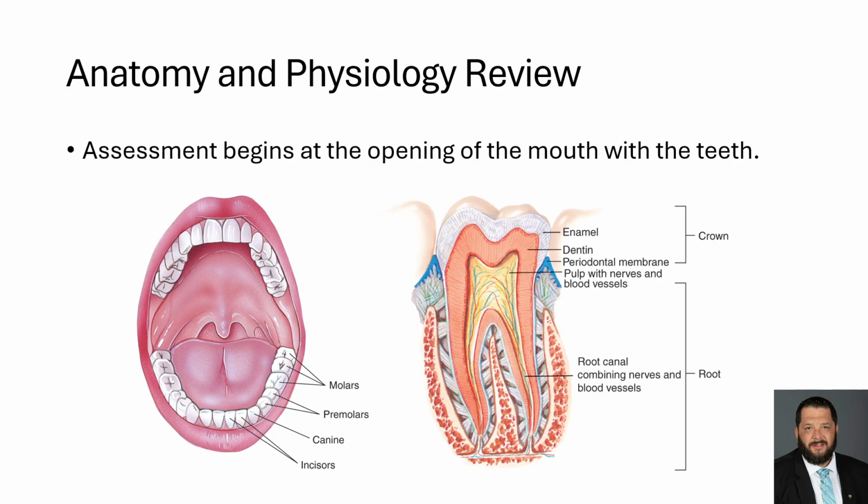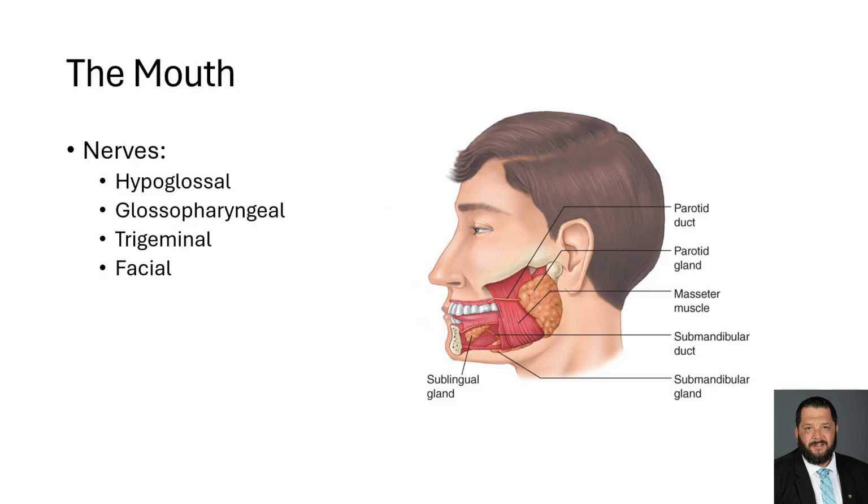When you're assessing the mouth, the assessment begins with opening the mouth and having a look. We do that for airway, but you also want to take a look at the teeth, the oral structures in the mouth, and the health of the teeth overall. And we won't go down into specific anatomy of the tooth itself, but you've got the enamel, which is the outer layer, the dentin, and then that moves into a root, and that's rooted into the gums themselves.